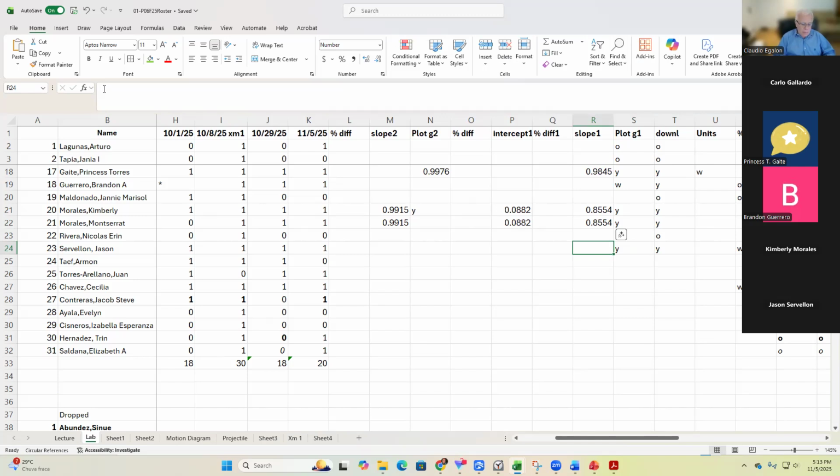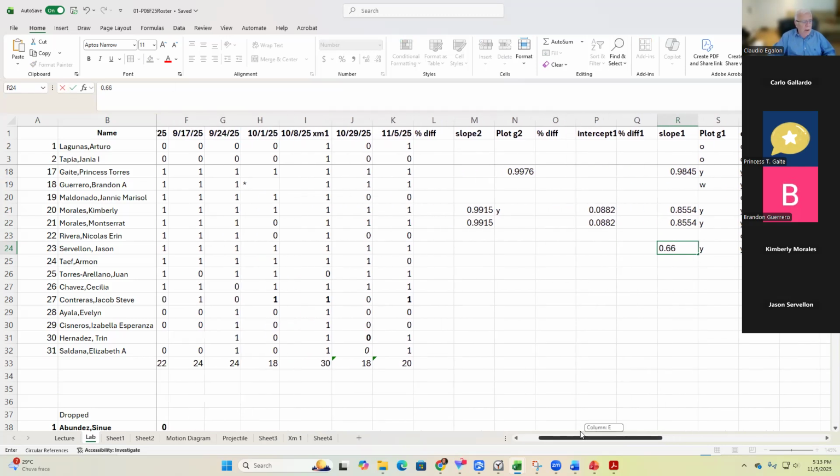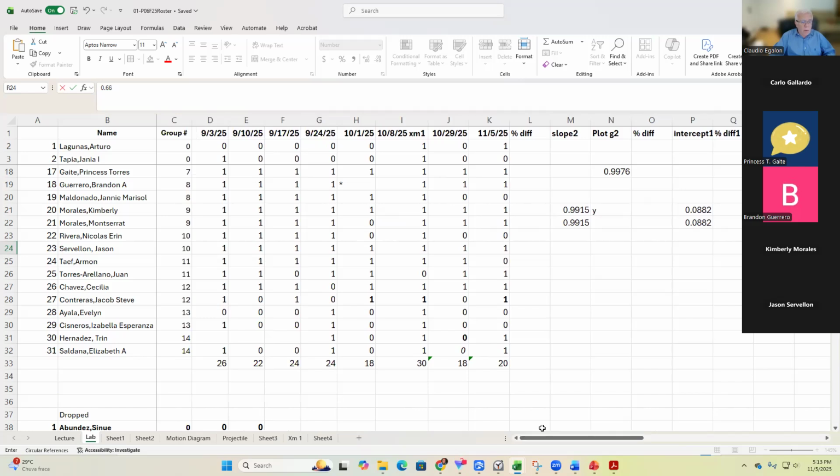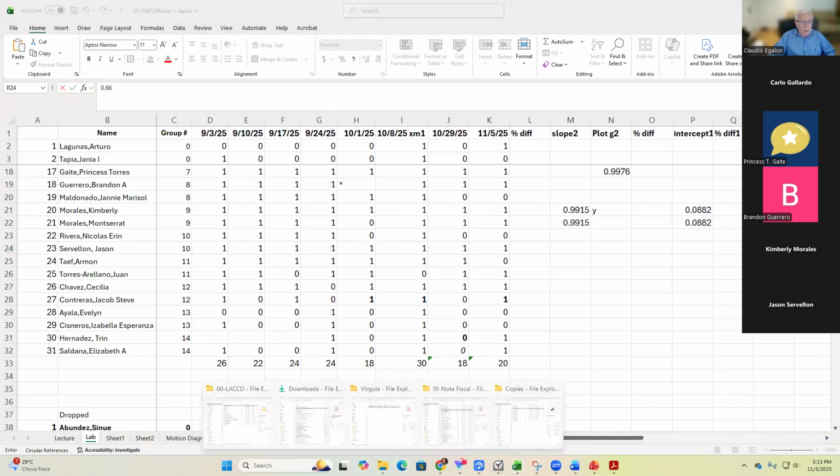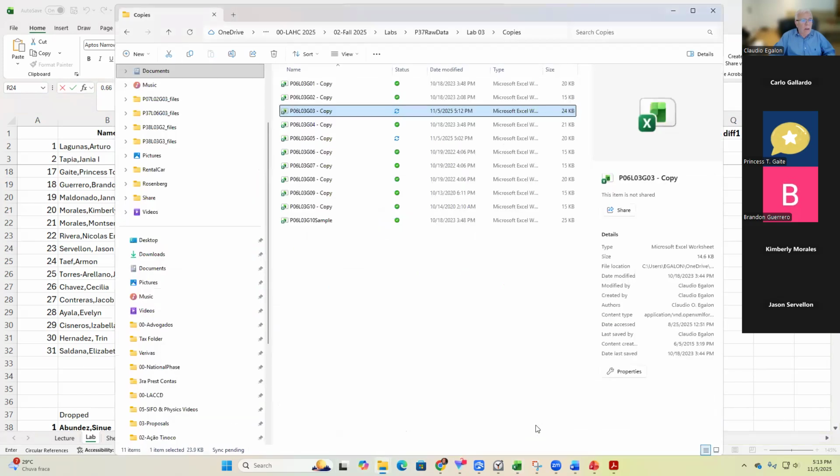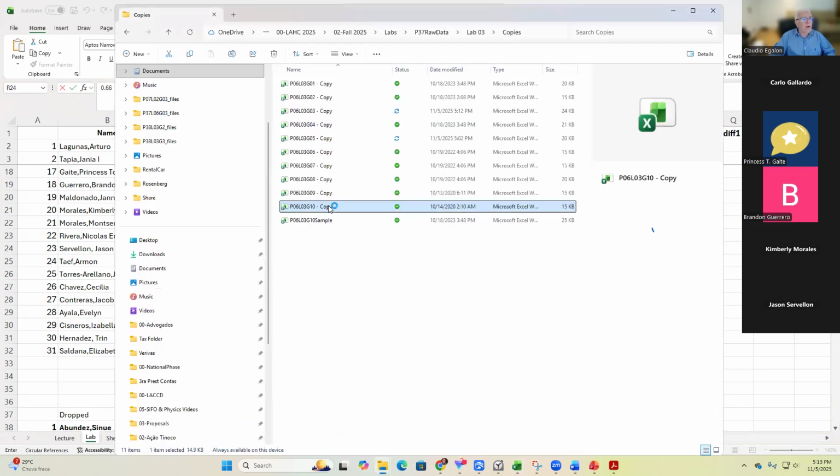Right now I'm trying to log on, but I think my slope was 0.26 something. 0 point what? 26? You mean 0.66? Is that what you said? I think so, yes. Okay, let me see. That number seems awfully too high. Let's see which group you are. You're group number 10. Let's see if I get the same result.